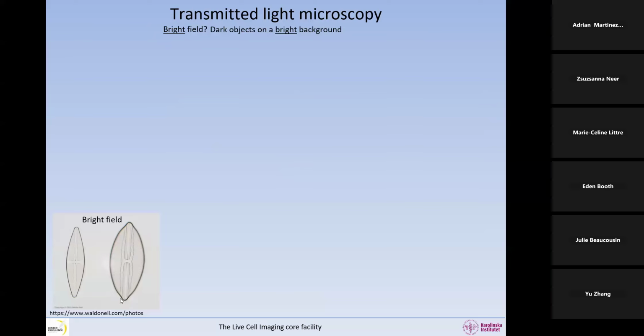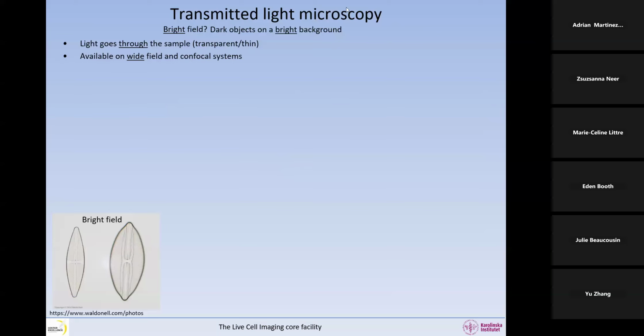An image acquired in bright field looks like this. We have a dark object on a bright background. You see, the background is almost white, and then we have an object that is darker. And these are beautiful images that Waldo Nell was kind to let me use. So the light goes through the sample in transmitted light microscopy, so the sample must be transparent and very thin, right? This is mostly what is used at the hospital as well.